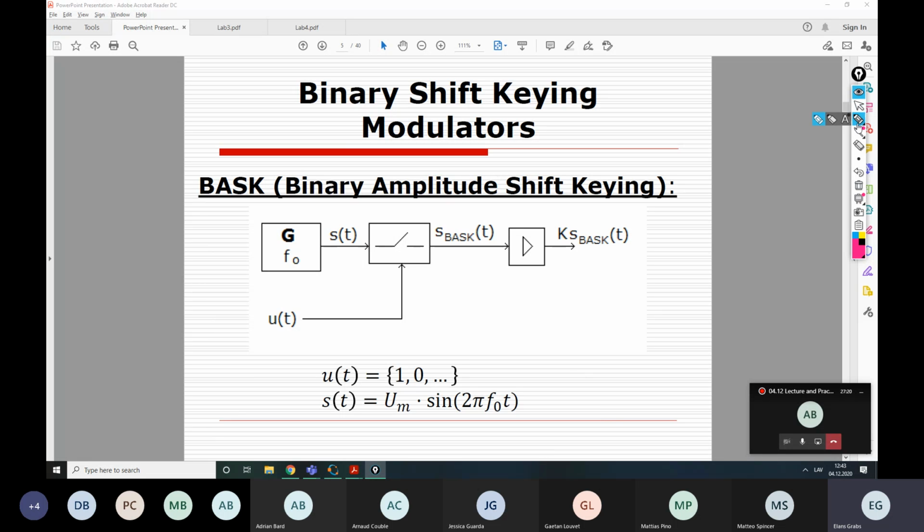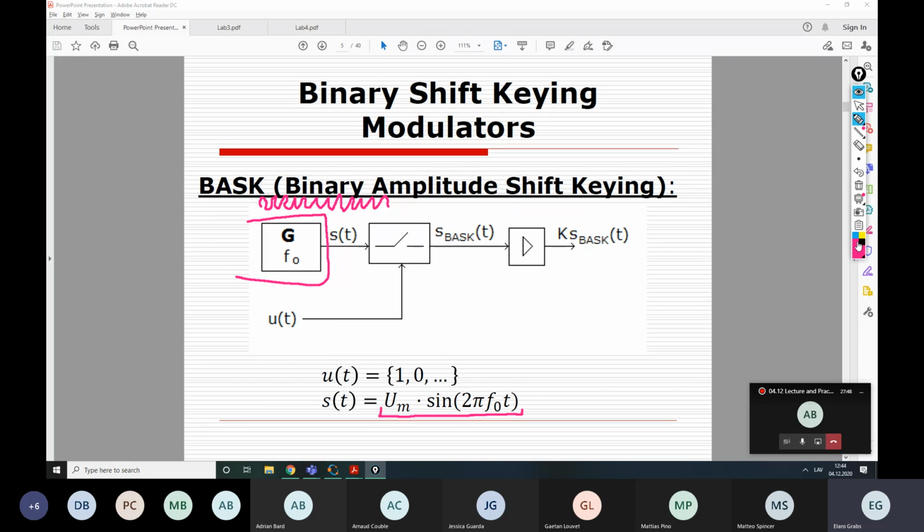Obviously, we need some generator which is providing us a harmonic signal. This is the carrier signal, and we need some piece of hardware, some generator, which generates that signal. This is a constant signal without any pauses or interruptions, from 0 to infinity, or at least as long as we don't turn it off, right?